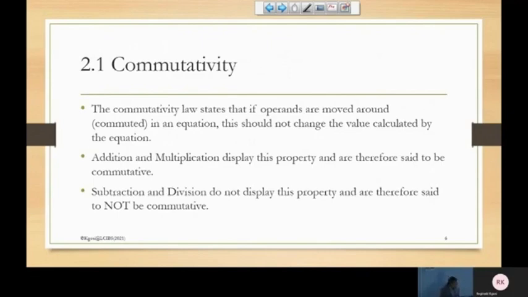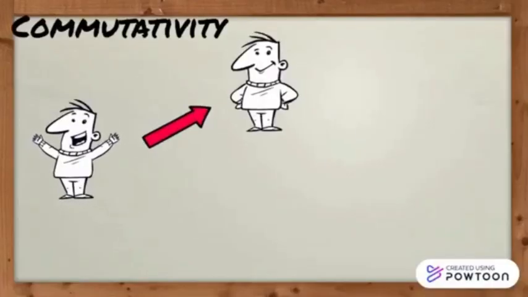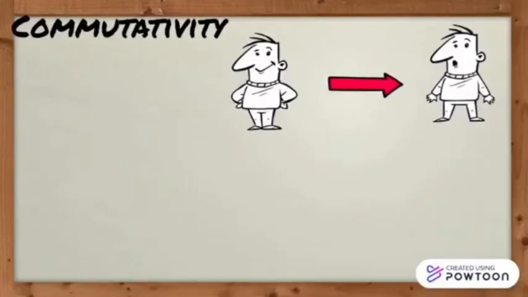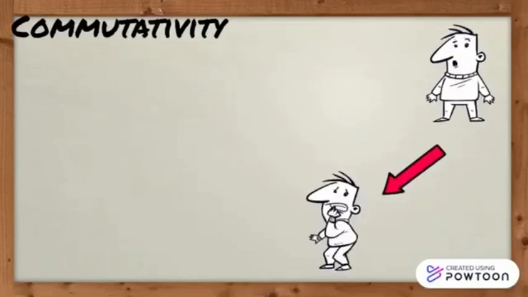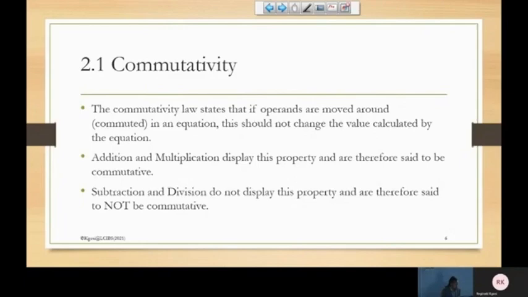What is commutativity? Commutativity, as the name suggests, is about commuting the operands. Remember, operands are the numbers in the equation in this particular case. So if you move them around, to commute is to move around, or just to move from one location to another.